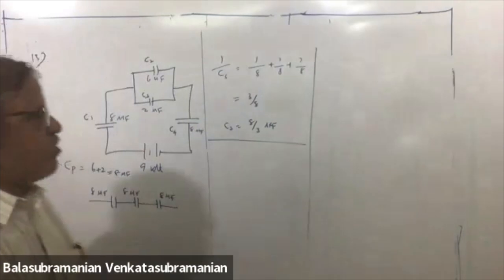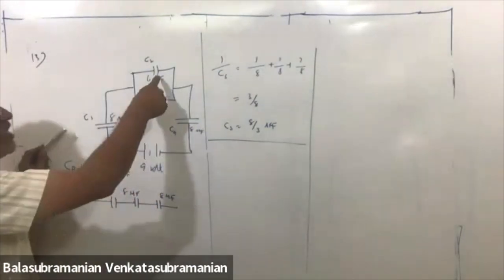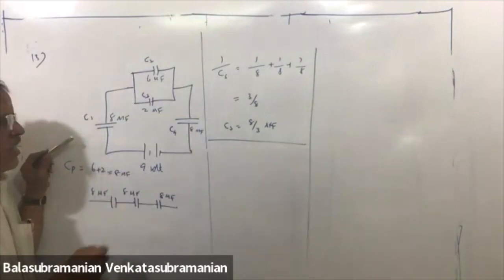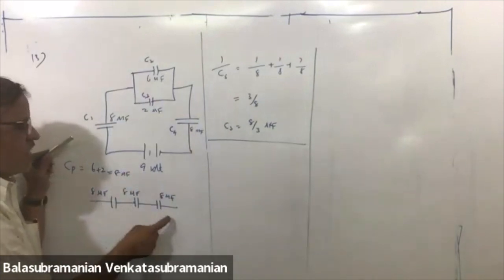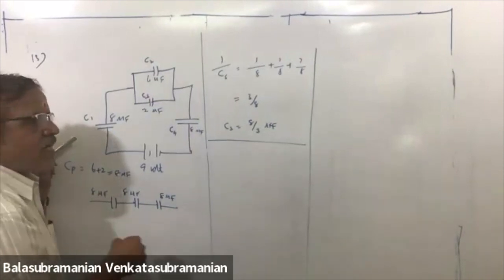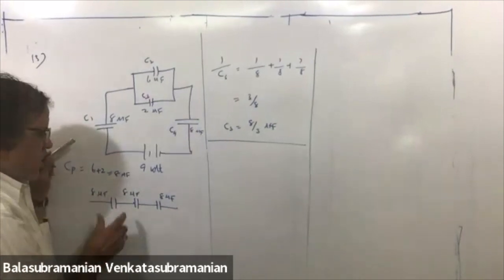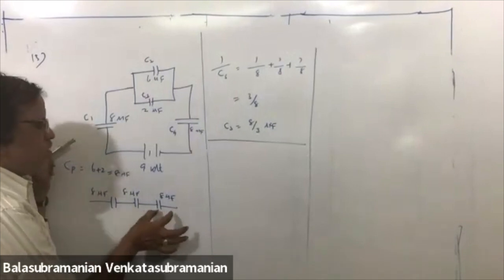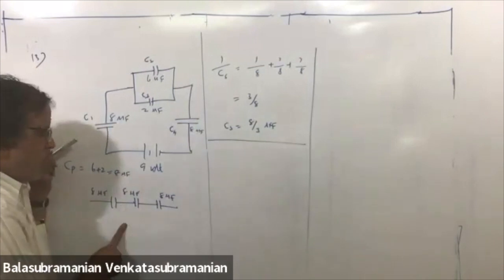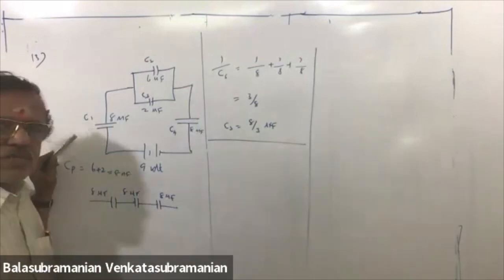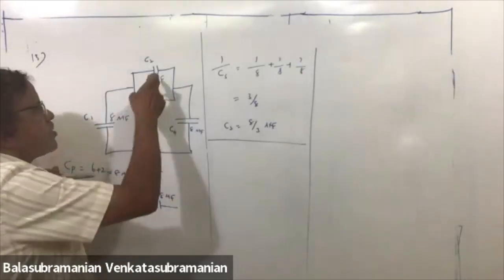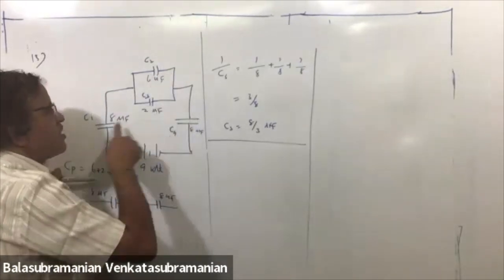The charge on the capacitors, these two charges are different. Total 9 volt is divided across all the three. Here 8, here 8, here 8. We want to calculate the potential. V1 plus V2 plus V3 is equal to 9. All C are the same, so 3 volts, 3 volts, 3 volts. So 3 volts here, 3 volts here, 3 volts.